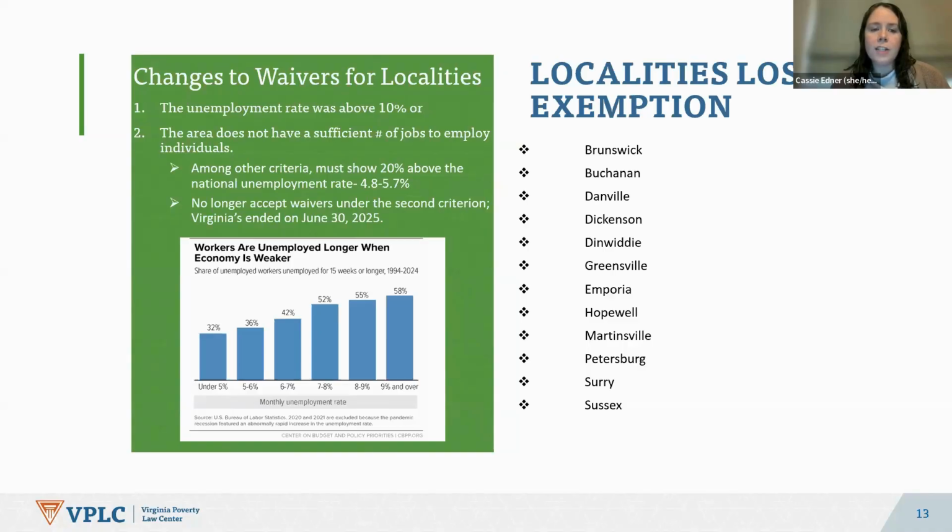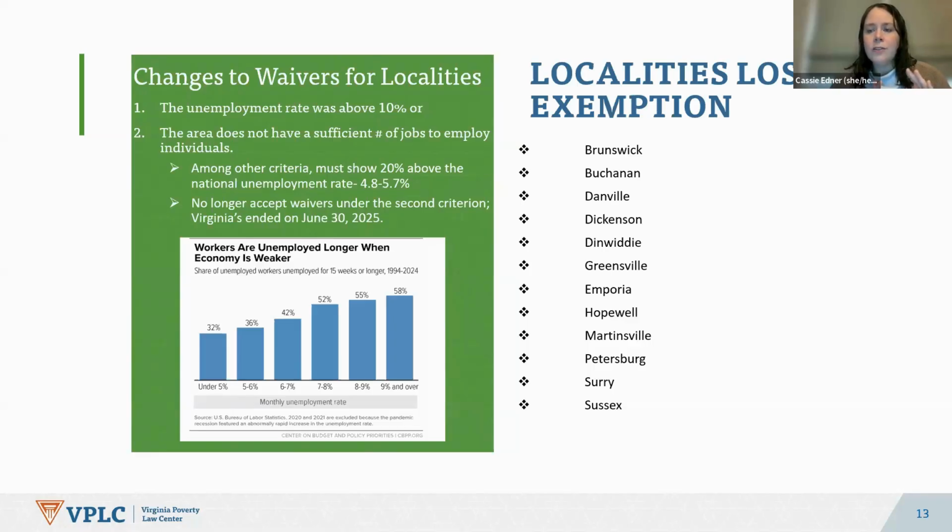Among ways to show that there's not a sufficient amount of jobs, you have to show more than 20% above the national unemployment rate. And the following counties had between 4.8 and 5.7% on average unemployment. That was above the 20% unemployment rate. Our waiver ended on June 30th and cannot be extended under this bill.